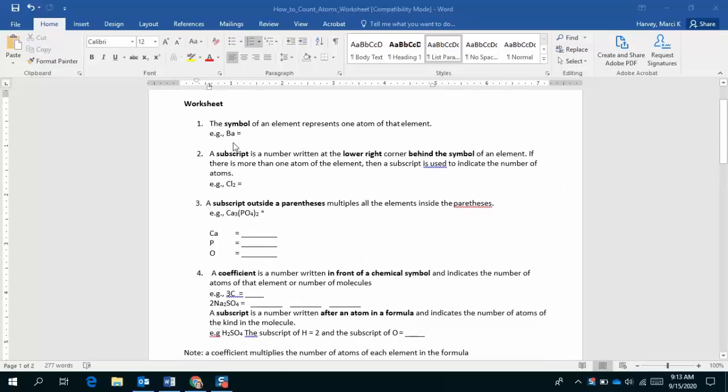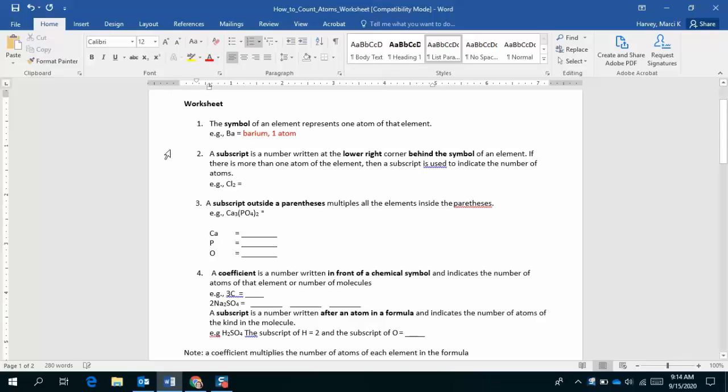Let's review first. This first question asks you what the symbol of an element represents. So for example, if we saw the symbol Ba, we would know that that represents the symbol for the element barium. I'm going to write in red, sorry. It's going to represent barium, and that is going to represent one atom because it's just Ba by itself. There are no subscripts with it.